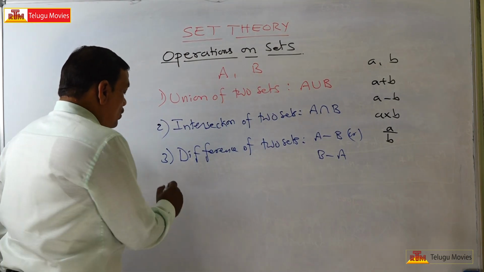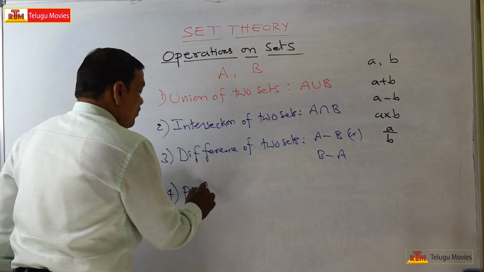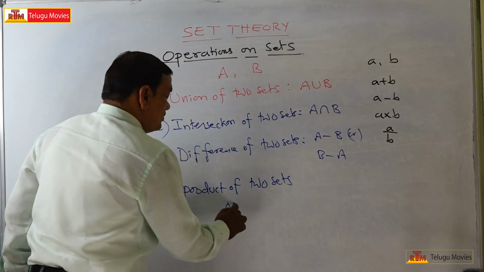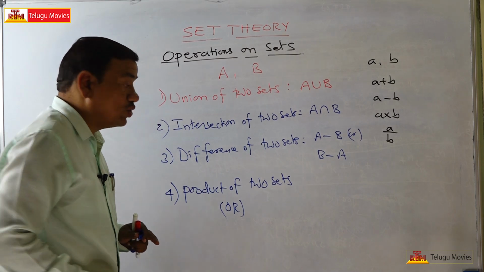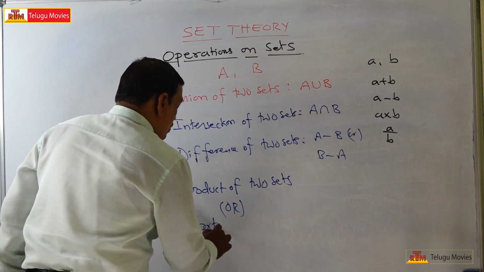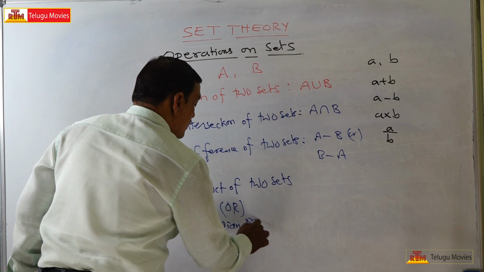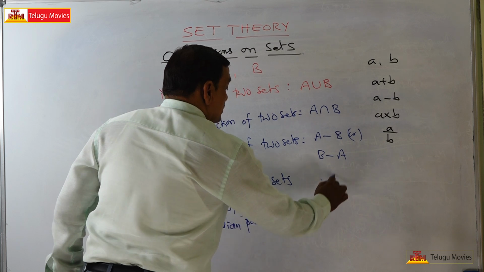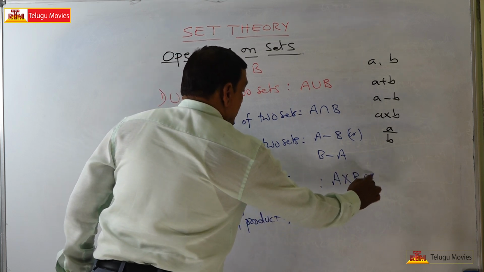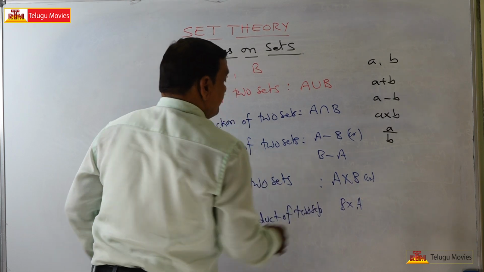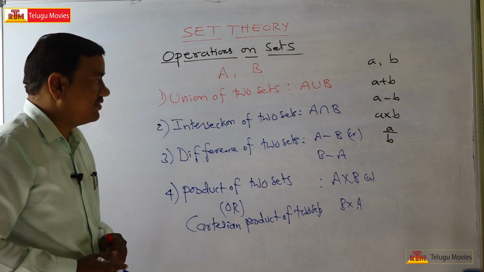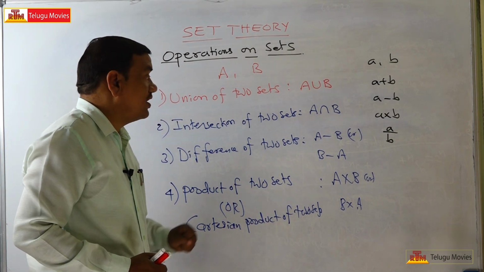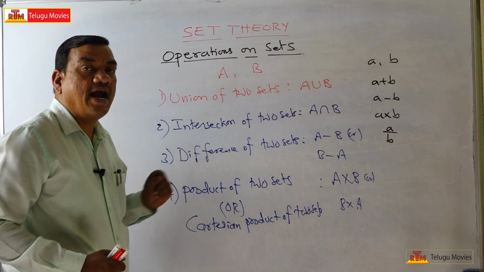The fourth one is the product of two sets, which is also known as the Cartesian product of two sets. This is denoted by A cross B or B cross A. Understand? Both are different. That's why I wrote A minus B and B minus A, both are different. So these are the four fundamental operations defined on the sets A and B.